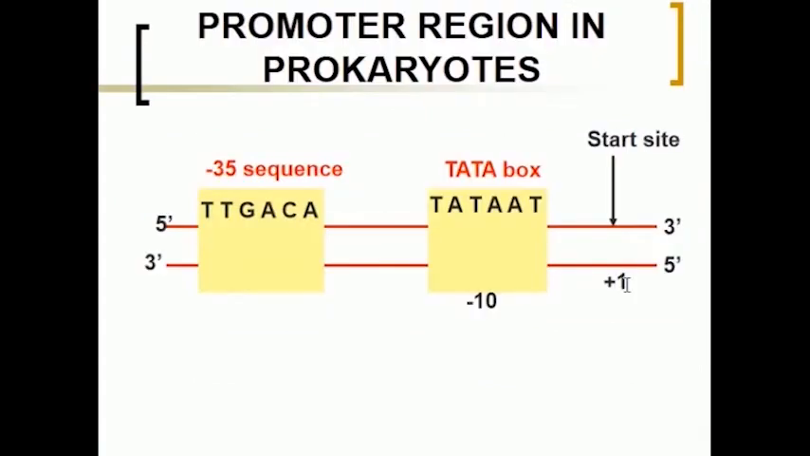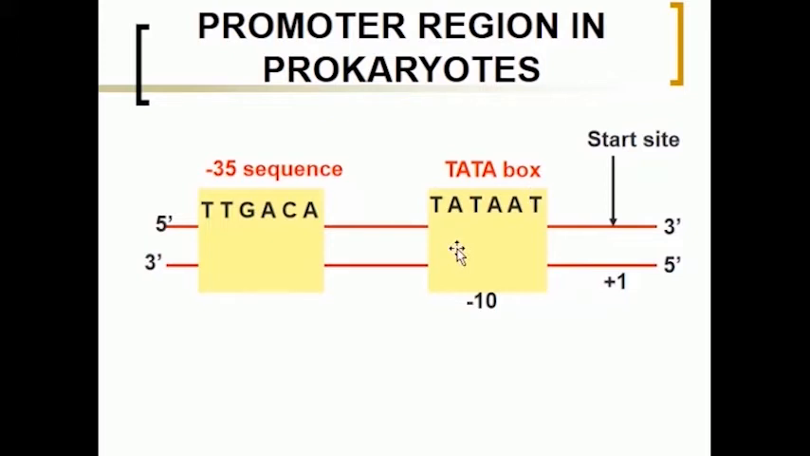The region on the left side of the start site is called the upstream sequence, whereas the region on the right side is called the downstream sequence. If it is upstream, we mention it with a minus sign. So 10 nucleotides upstream from the start site, there is a region called the Tata box.